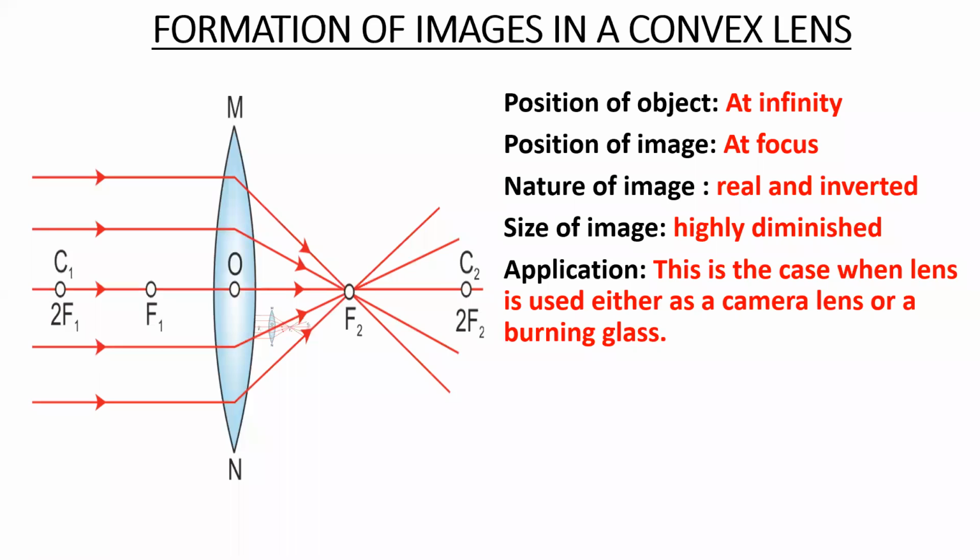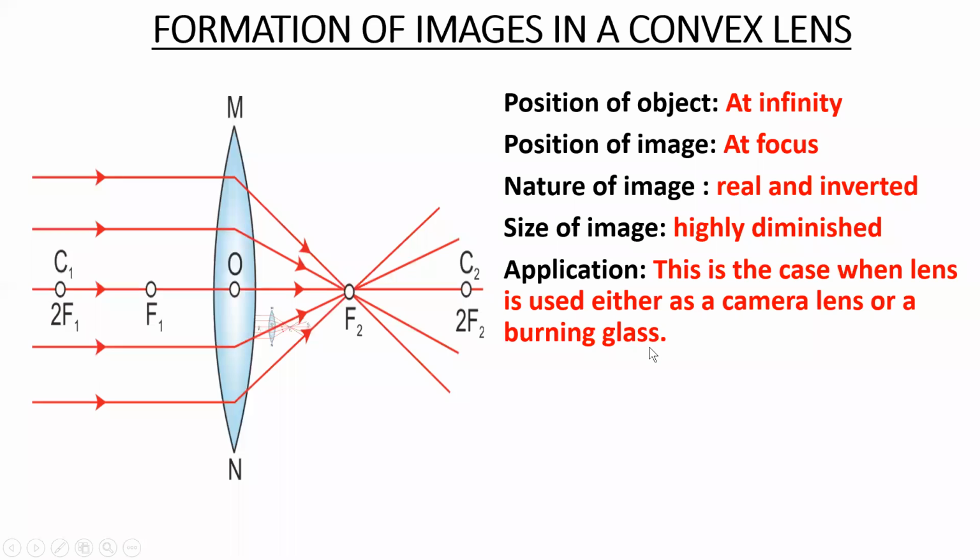First was the image formation in a convex lens, and the position of the object was at infinity. So here the first position of the object was at infinity, and the image was formed at focus. Similarly, the nature of the image will be real and inverted. Size will be highly diminished or point size, and this case is used when the lens is used either as a camera lens or a burning glass.